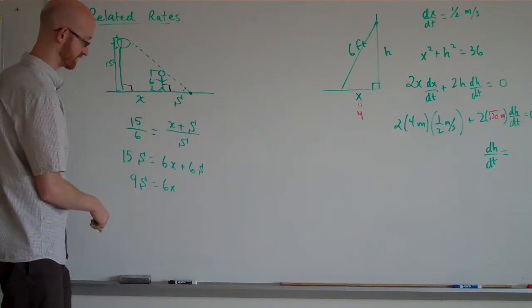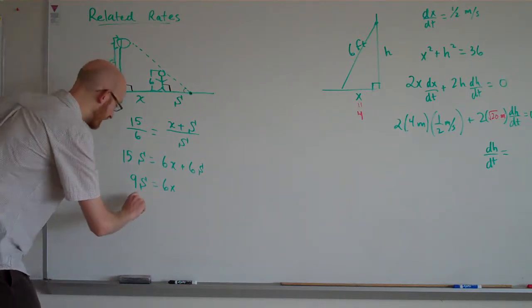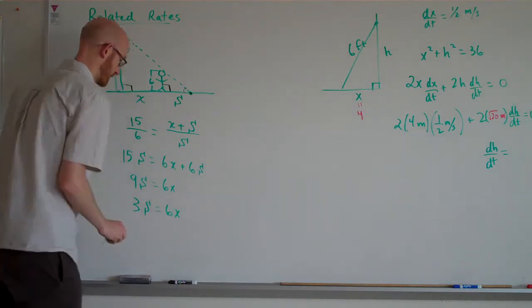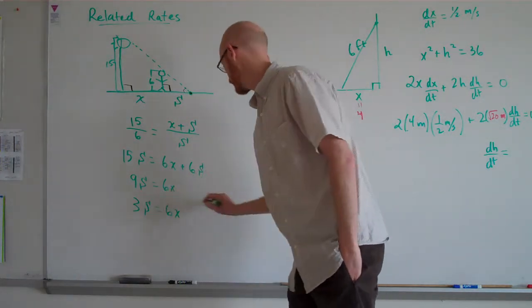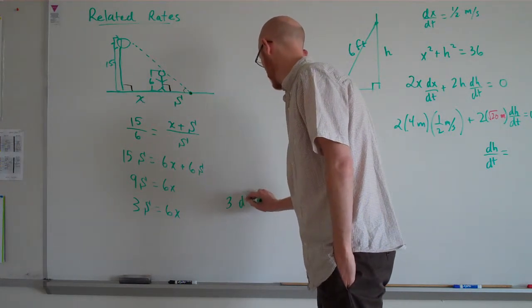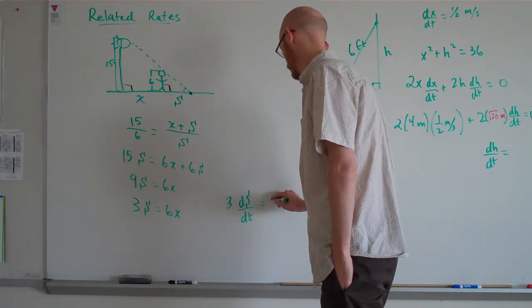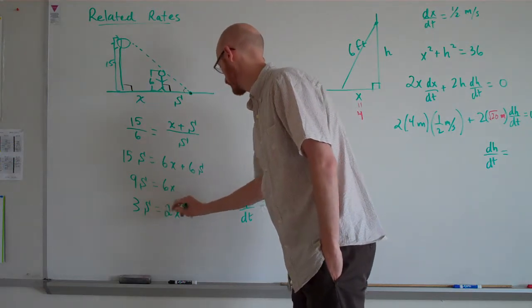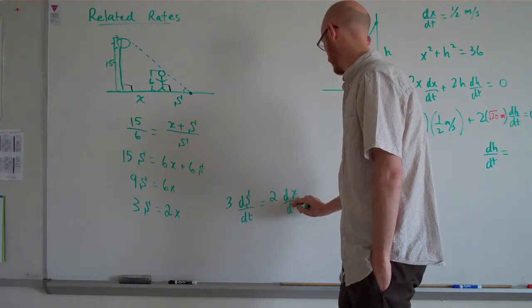And that's actually fine for me. If you wanted to reduce it, you could divide everything by 3. I guess I'll do that. It doesn't matter. Point being, from here we can take the derivative. So on the left side it'll be 3 ds dt equals, oh, I'm sorry, I didn't reduce the 6, equals 2 dx dt.